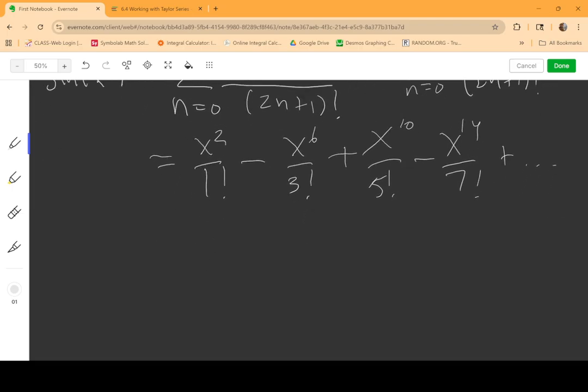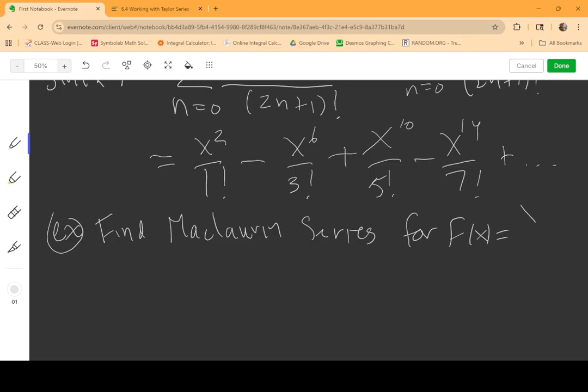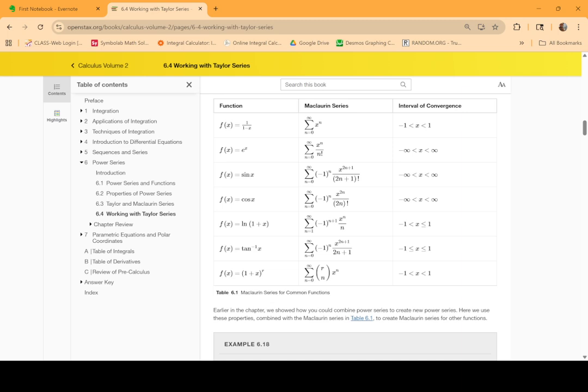So again, same premise. Use a known Maclaurin series to find a Maclaurin series for f of x equals x squared over the square root of 2 plus x. At this point, what it comes down to is really just pattern matching. Looking at these known functions, maybe it's 1 over 1 minus x, but that power tells me it's probably a binomial.